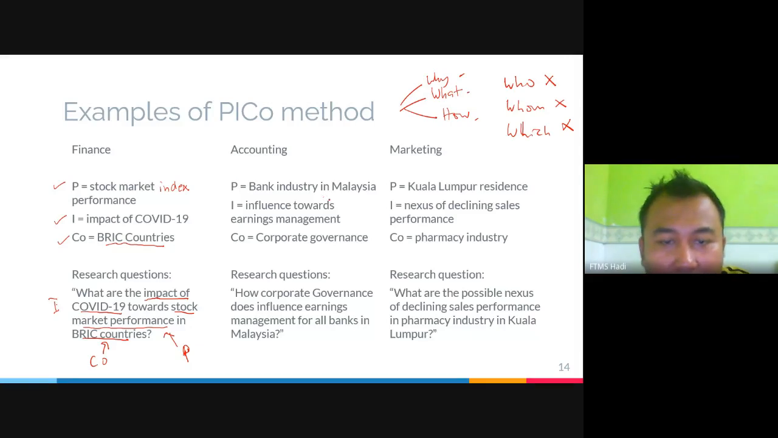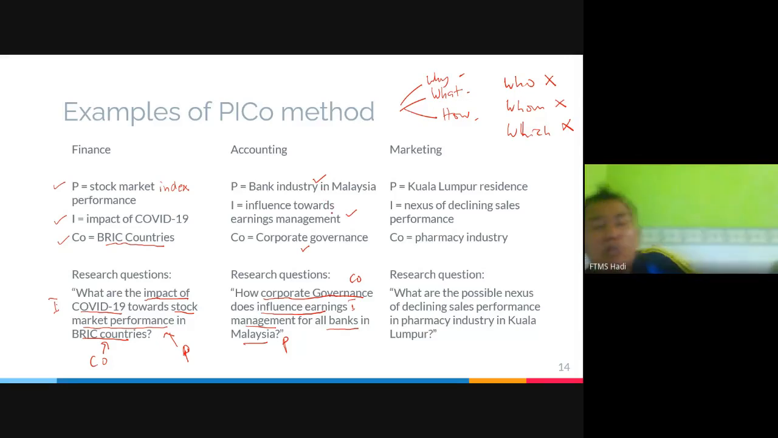Another example, accounting. I'm interested in influence towards earnings management. That is my interest, to study the influence towards earnings management. And then the population that I want to analyze is the bank industry in Malaysia. And then the context of corporate governance. So the research question is how does corporate governance, this is your context, influence earnings management. This one is your I for all banks in Malaysia. This is your population. You must have all three elements, PICO. Otherwise, your research question is not solid enough.